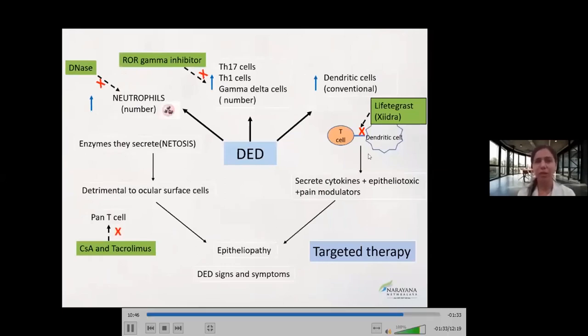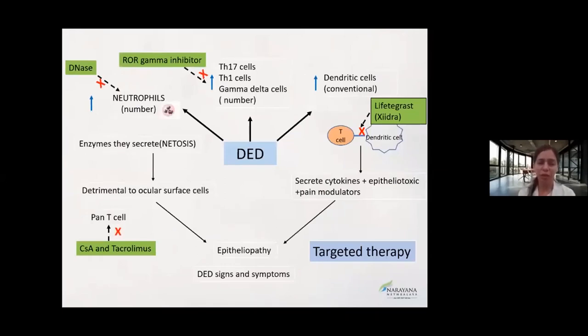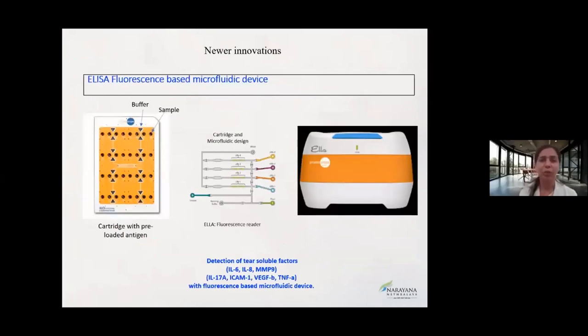To explain that a little better, we know that in dry eye disease there are a lot of changes where the neutrophils increase, the T helper cells increase, and the dendritic cells increase, all because of the inflammatory milieu. We can have different medications which act at different points. For example, lifitegrast can act directly by inhibiting the dendritic cells and T cells. This targeted therapy is what we are trying to achieve over time with our immunomodulatory therapy.